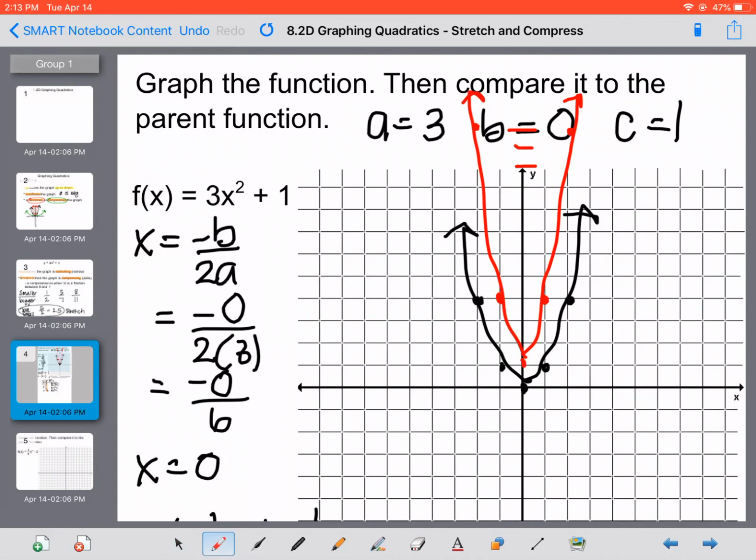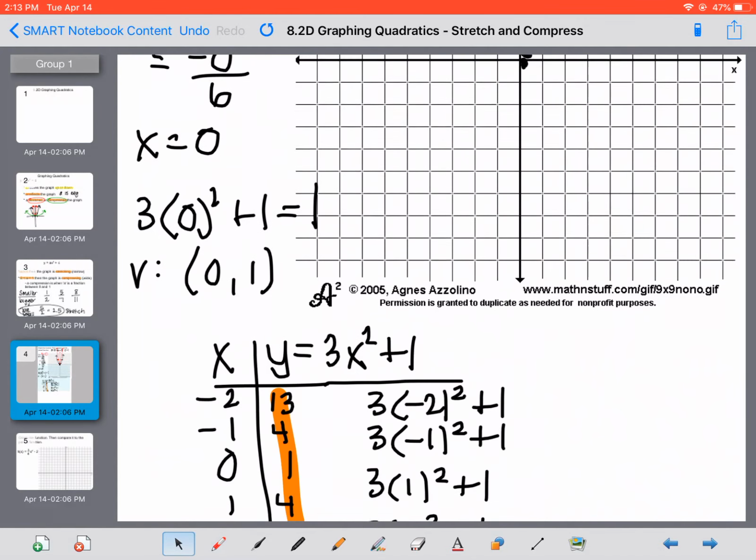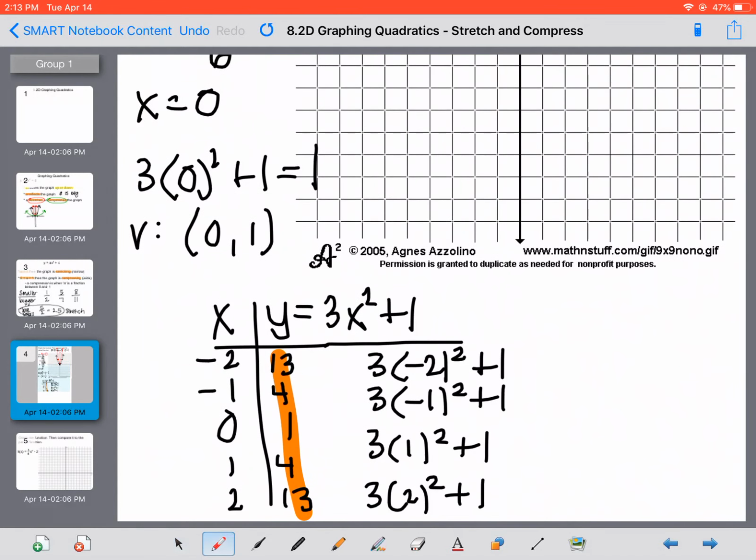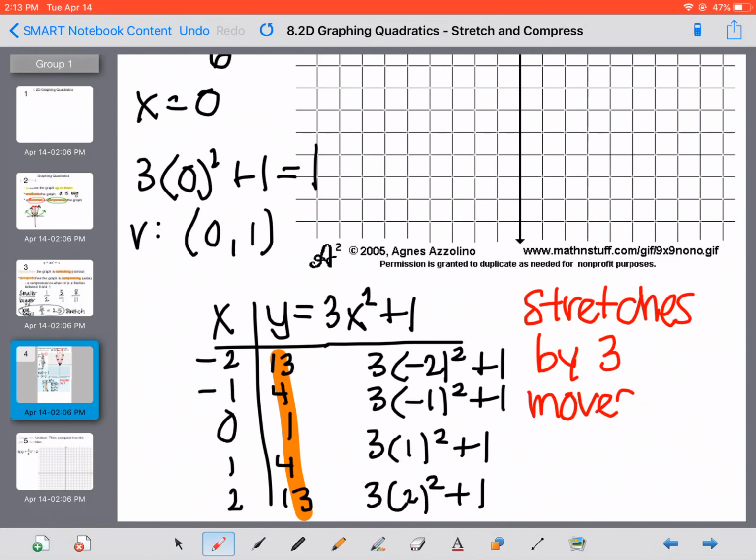Well, if you look at my parent function, the black, the red has shifted up 1, and that's because of this 1 right here. And then it's skinnier, which means this 3 right here is telling us we are stretching, because that 3 is bigger than 1. So to describe it, we would say that it stretches by 3 and moves up 1. Those are the two things that are happening.